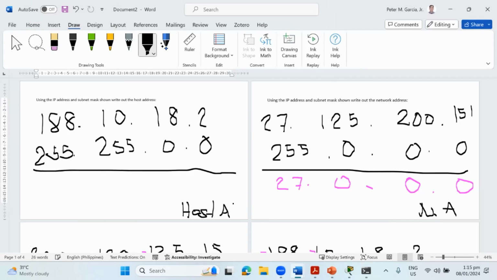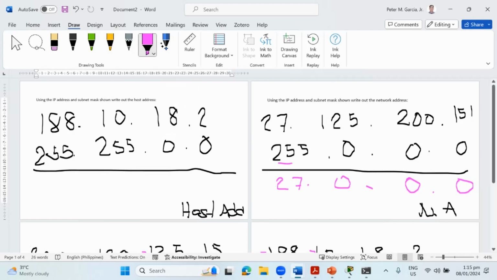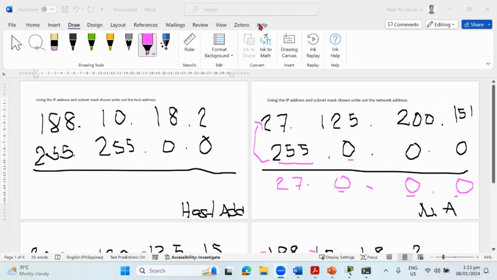So kanina, hinanap natin ay network address. So ang ruling natin sa network address, kapag 255 ang subnet mask natin, simply copy the value above. Kaya naging 27. Kapag 0 ang subnet mask mo, hinanap natin network address, by default 0. So ngayon, hinahanap natin ay host address. Kapag host address naman, opposite naman tayo. Opposite lang yan.